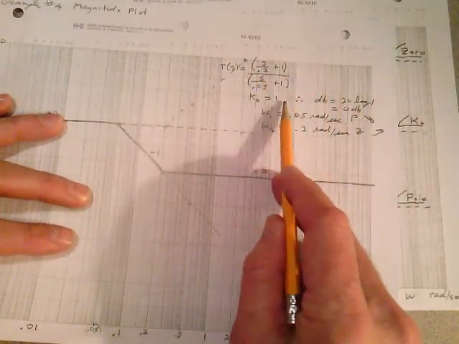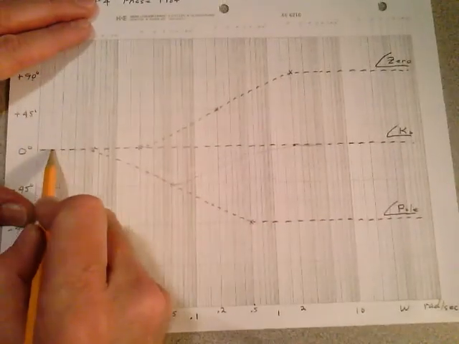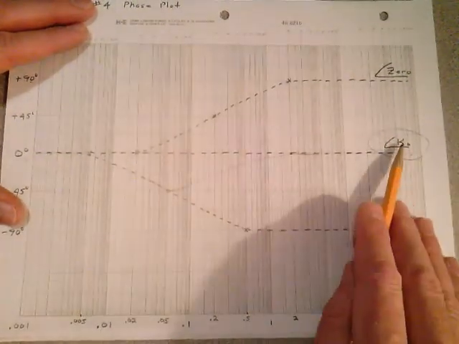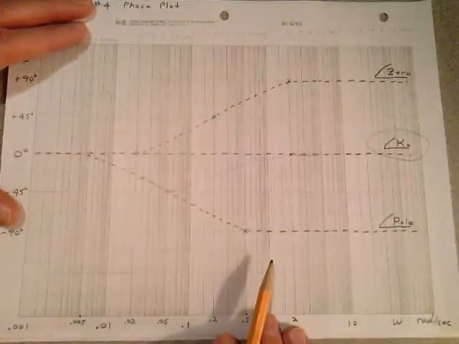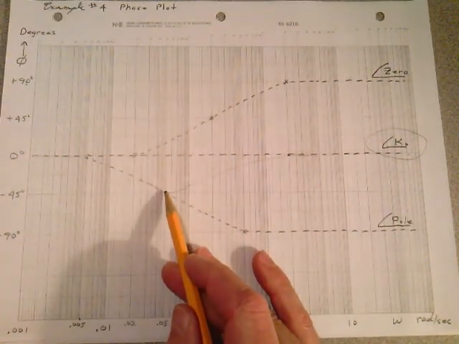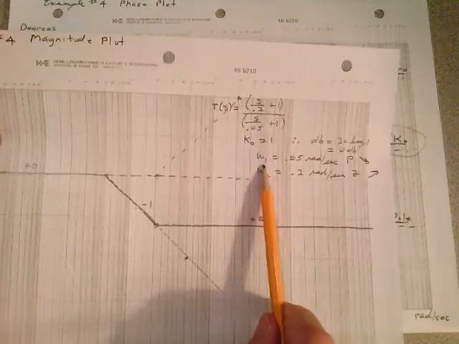My K0 term is 1. It's a real number. It's an angle of 0 degrees. So I put a dashed line all the way across. That's the angle for my K0 term. It's 0 degrees. What about my pole? What's the first thing I hit? The pole's the first thing I hit. Right here, the break frequency, 1.